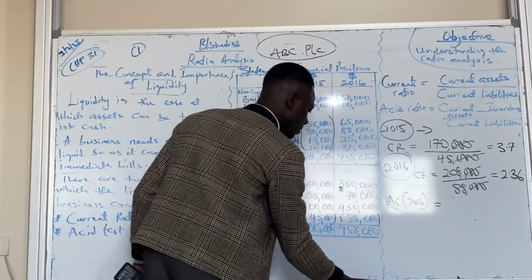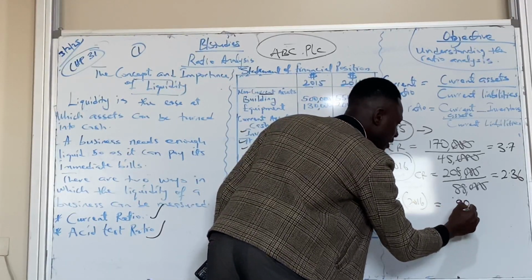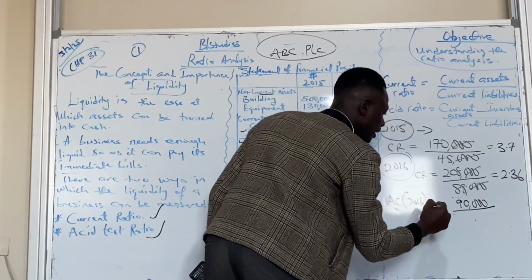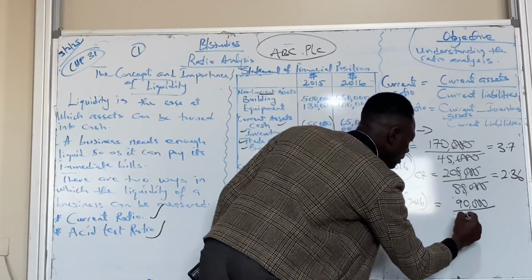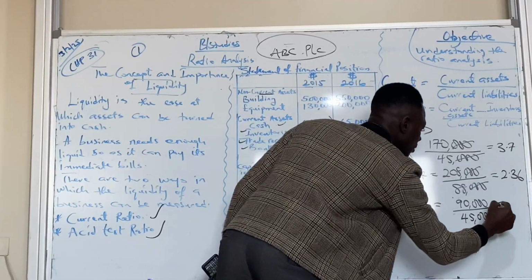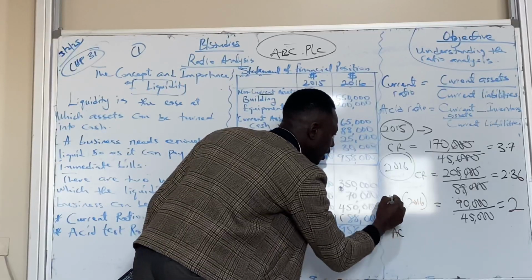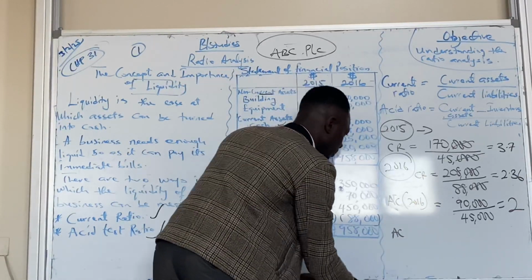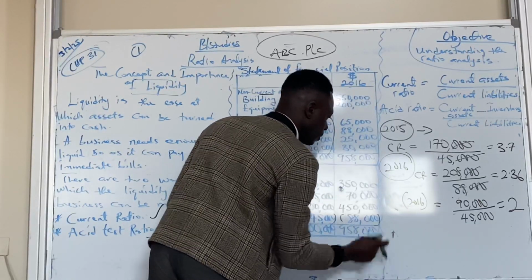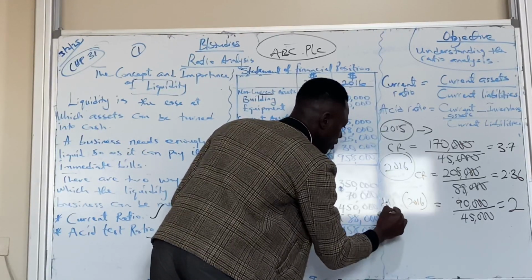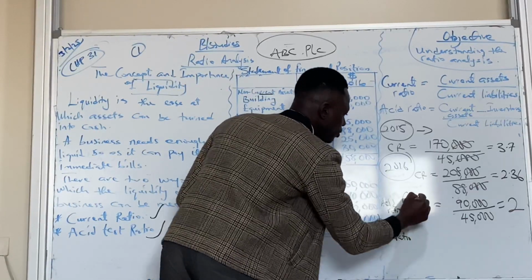So let's just write it out. Our acid test ratio for 2015 is 90,000 divided by 45,000, right? That's 2, great. Therefore, the acid test ratio for 2015 is 2.